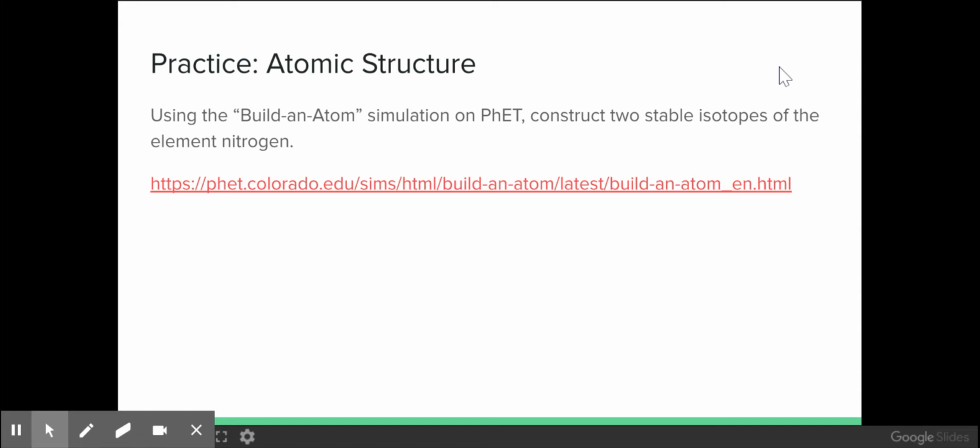I'd like you to pause the video and take a second and see if you can construct 2 stable isotopes of nitrogen. This is a good opportunity to play around with this simulation, which should give you a good sense as to where the protons are, where the neutrons are, where the electrons are in relation to each other, and then also the ability to express 2 different isotopes of nitrogen.